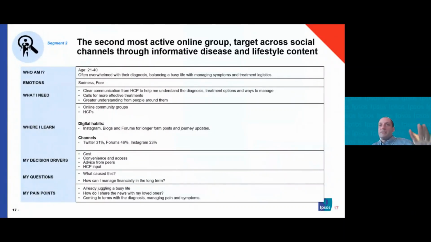We'll always provide two cuts of messaging guidance to help any strategy that you might deploy. What we're looking at here is a view by segment. For segment-based messaging, it gives you who am I, what the emotions are, what I need, where I learn, what are my digital habits and channels, decision drivers that we identified, what their most common questions were that we saw popping up, and what their pain points were that we heard from them.